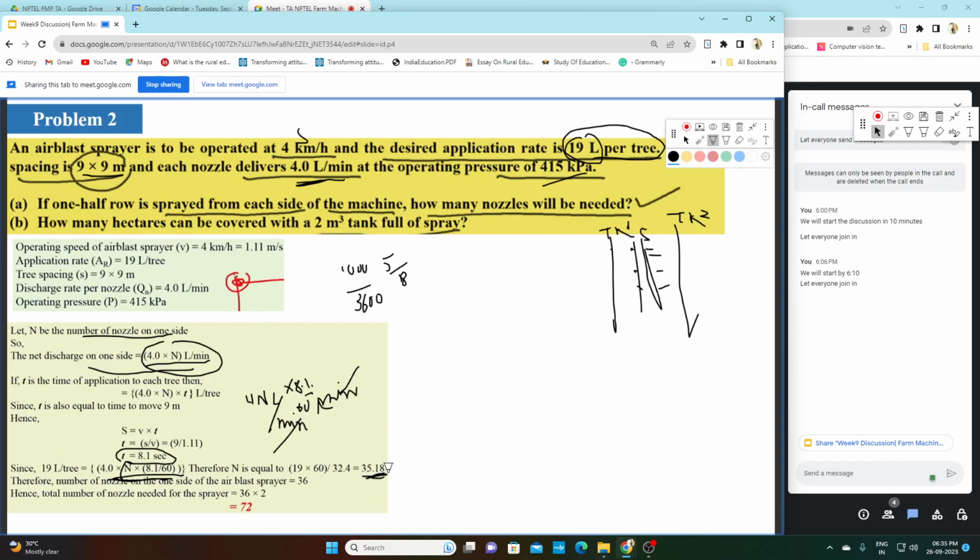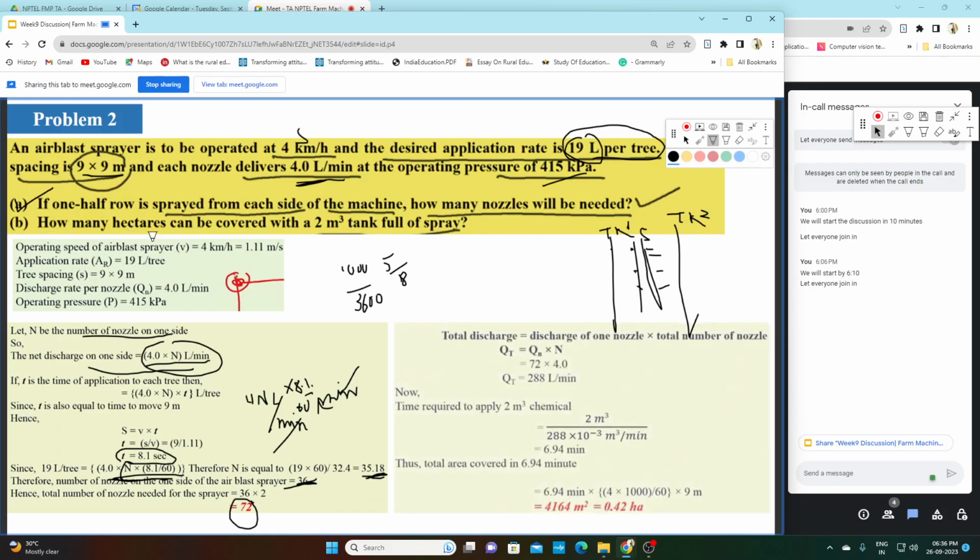The number of nozzles cannot be in decimals, we have to take a whole number. So we take one more than this. 35.18, one more is 36. So the number of nozzles on one side of your sprayer is 36. Now what will be the number of nozzles on both sides of the sprayer? 36 into 2, because 36 on one side, 36 will be on the other side. So your total number of nozzles will be equal to 72. So our first part is over.